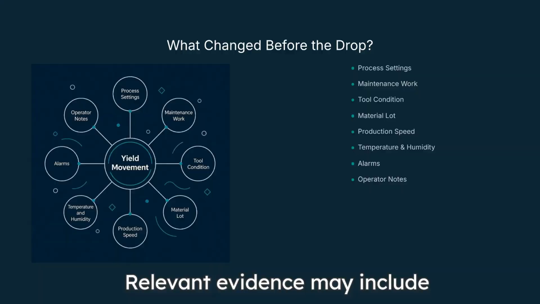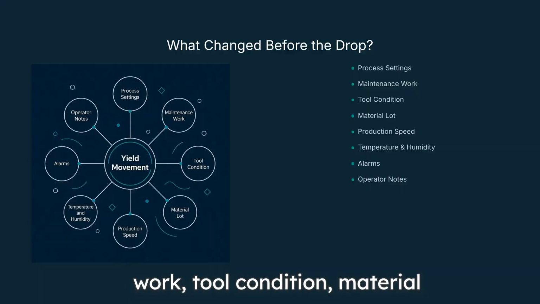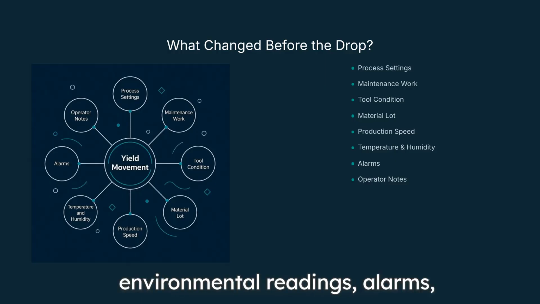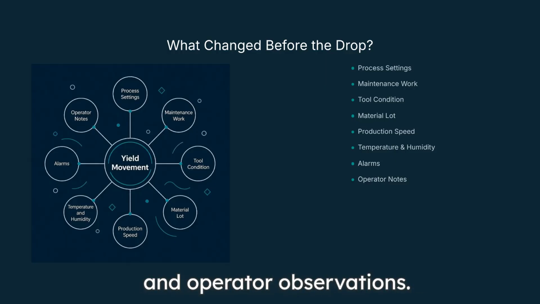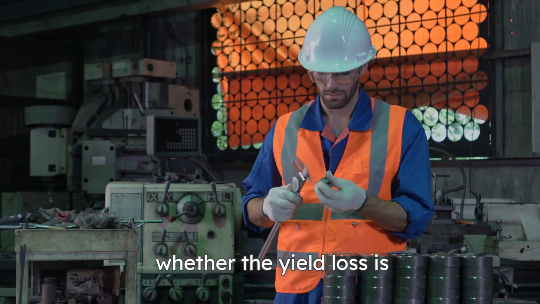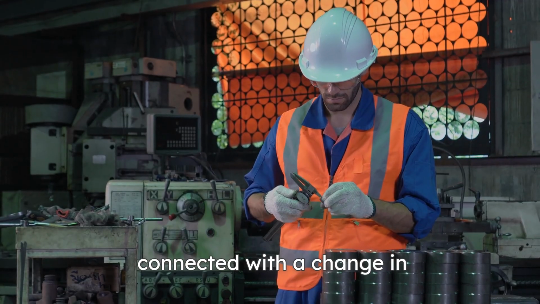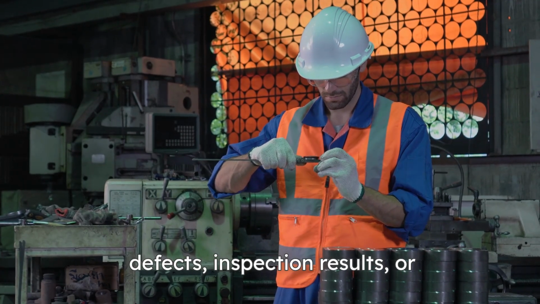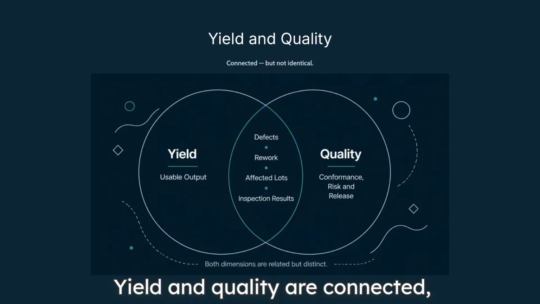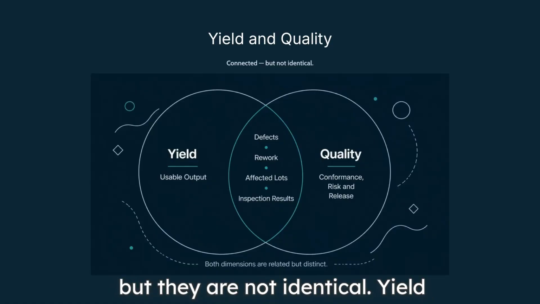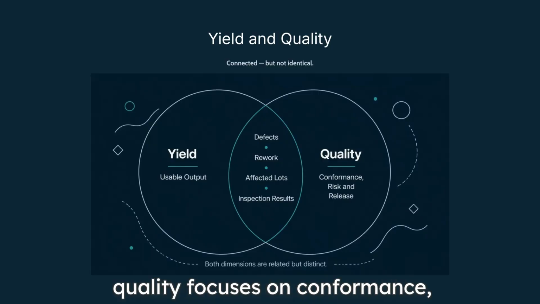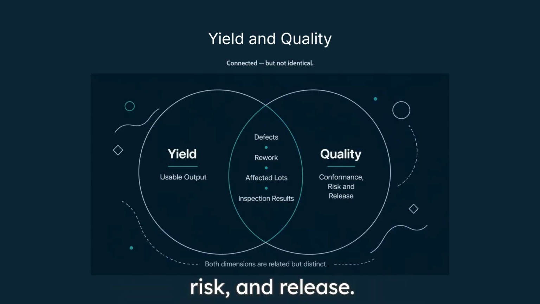Relevant evidence may include process settings, maintenance work, tool condition, material lots, speed changes, environmental readings, alarms, and operator observations. The team should also determine whether the yield loss is connected with a change in defects, inspection results, or affected production lots. Yield and quality are connected, but they are not identical. Yield measures usable output, while quality focuses on conformance, risk, and release.